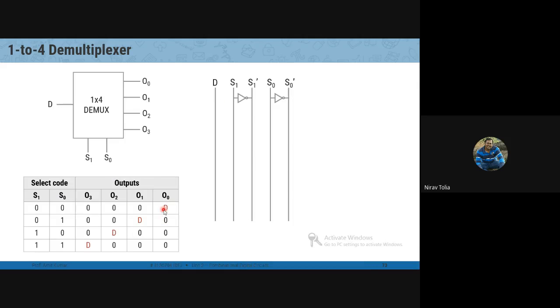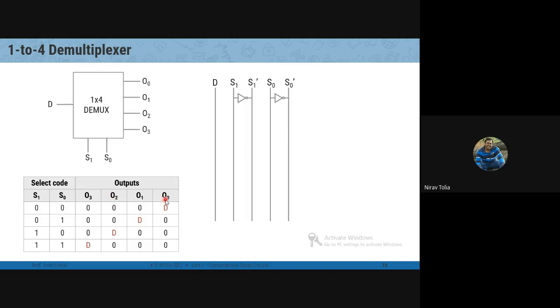So for the O0 output, what is my input? S1 and S0. So here I am drawing two lines. Or you can also draw a single line, but if you are drawing only the S1 line and you require S1 dash or S1 bar, then you have to draw the NOT gate separately.